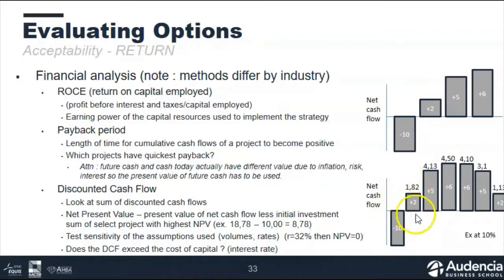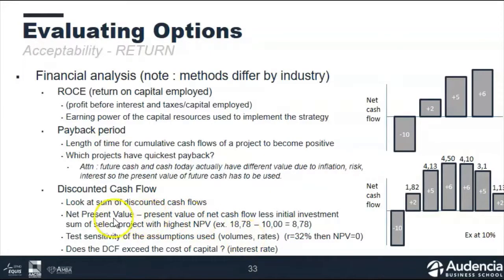In the first year after we invest, it earns us a positive 2. But the present value of 2 today is only 1.82, assuming a 10% rate. Present value of 5 in 2 years is 4.13 today. Present value of 6 is 4.5 today. 4.1 is the present value of 6 in 5 years. 3.1 is the present value of 5 in 5 years. And plus 2, present value is 1.13 in 6 years.